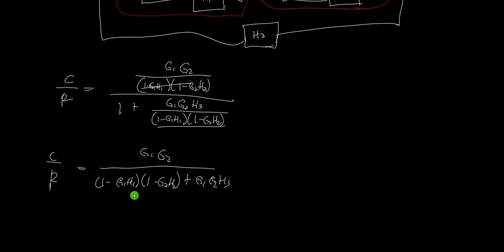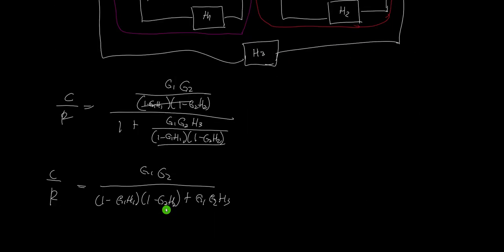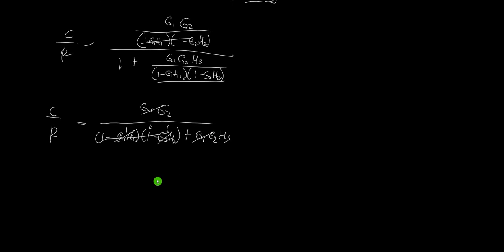H1 is 1 over G1. H2 is 1 over G2. So this part will be equal to 1, because H1 is 1 over G1 times G1 is just 1. And this one is also equal to 1 because H2 is 1 over G2. And if this is 1, 1 minus 1 is 0, 1 minus 1 is 0. So this whole thing is just equal to 0. Therefore, this is just equal to this divided by this one. So we just cancel out G1 times G2, and our transfer function will be just equal to 1 over H3.